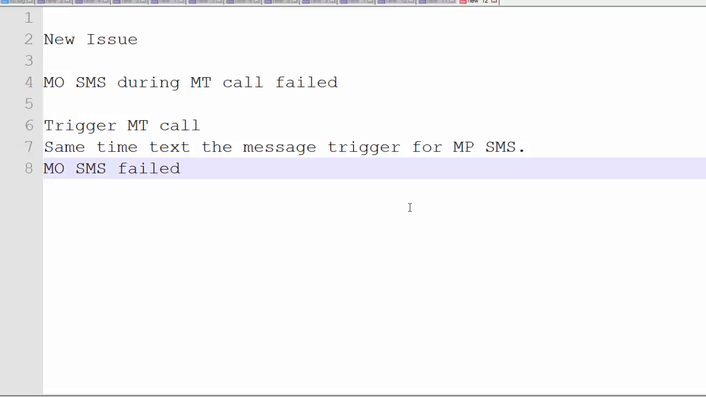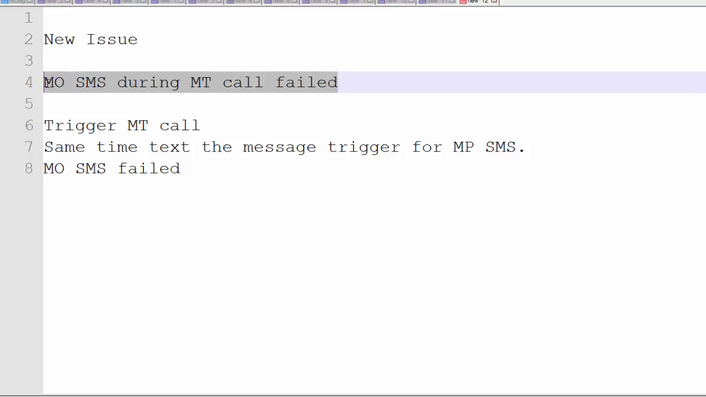T4tutorial.com. Now today my issue is MOSMS failing during the MT call. This is the scenario where I'm running the test case and at that time an MT call is received on the UE, and at the same time we have triggered the text SMS for MOSMS, and MOSMS gets failed. So this is the issue, and I will see here where the issue is, because of which MOSMS is getting failed.